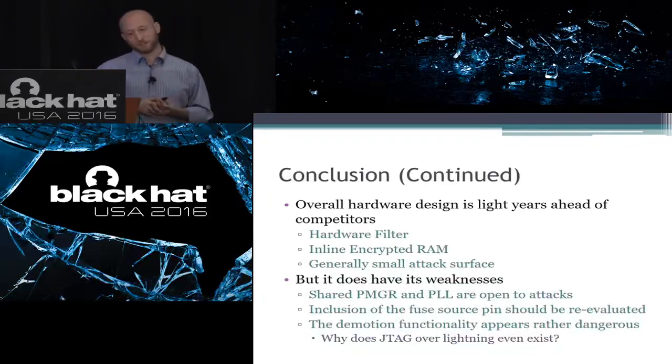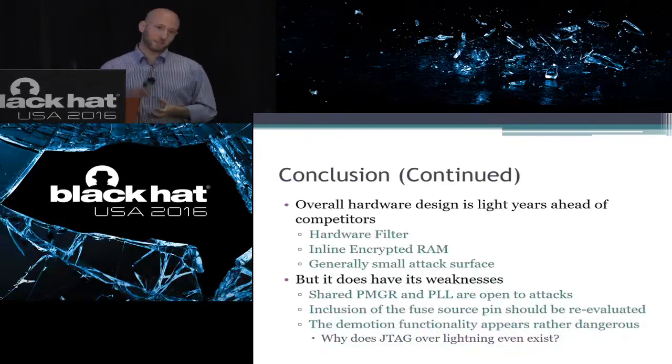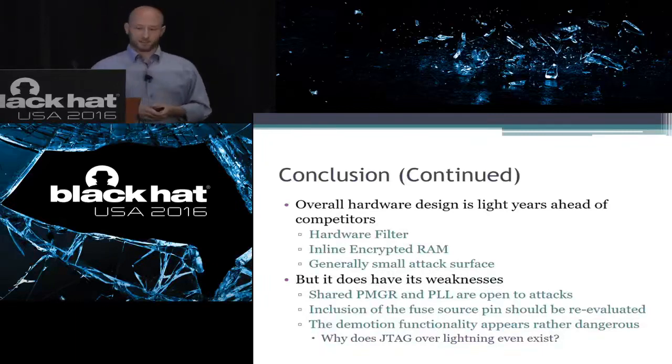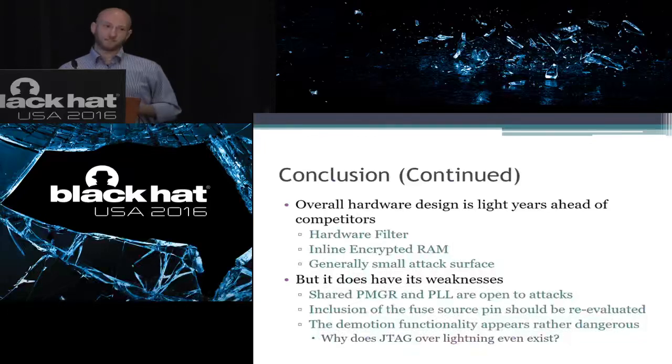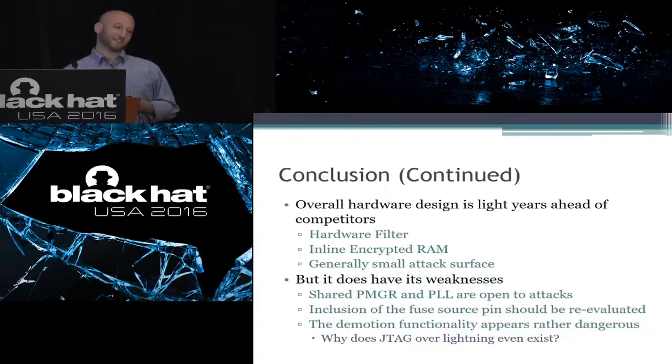Now, while they did do a really good job, there are some weaknesses, probably due to cost and battery life. It does have a shared PLL and shared power manager. Considering the security fusing is in the power manager, that may not be the best thing to share. They have this interesting fuse source pin running on the SoC. Probably should reevaluate that. And finally, the demotion functionality does seem kind of dangerous. Why exactly does JTAG over Lightning even exist?